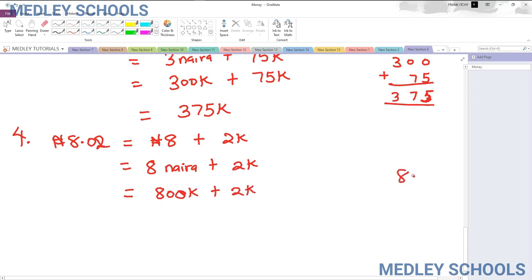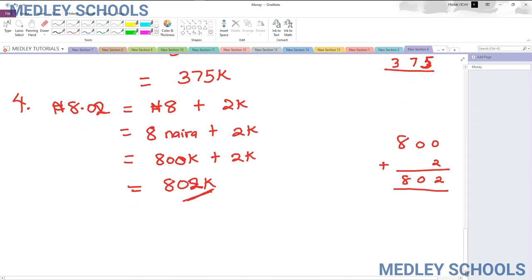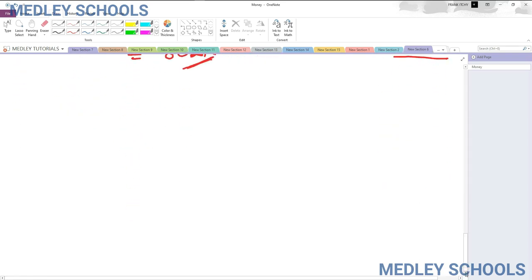So if you add 800 plus 2, you have 2, 0 and 8. So you have 802 kobo. So that means 8 naira 2 kobo, if you change it to kobo, we have 802 kobo. So from there you take the following exercise.